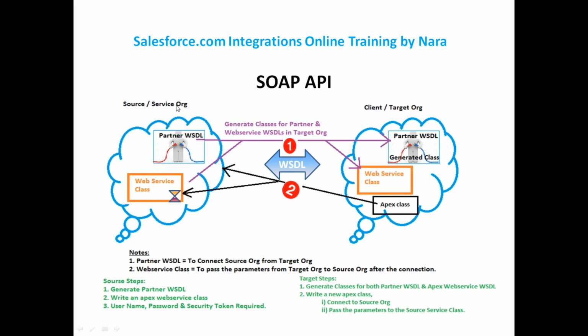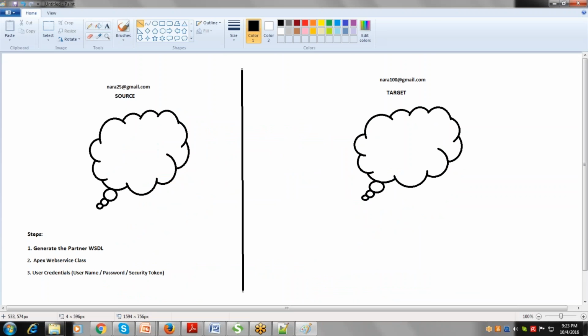I considered this organization as the source organization, that's why I wrote my Apex services. So this is the first step involved. In the source organization, the first step is: whatever services you have and whatever web services you wrote, you have to generate the visuals for them. I already have a partner visual, and I just wrote the web service.